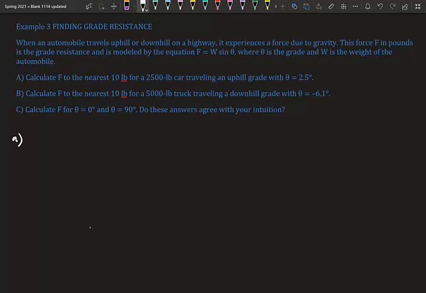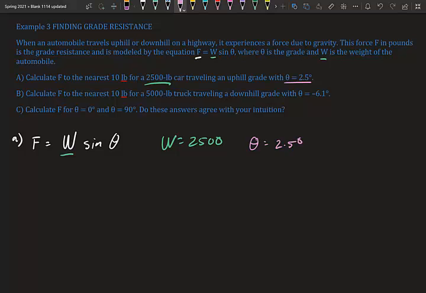Alright, so part A. We know we're going to be using that formula because it's asking us to calculate F. So we need to solve for F. So we have F equals W sine theta. W is the weight of the car. It also tells us the weight of the car, so we have W equals 2,500. Then we have theta, which is the grade, and that's 2.5 degrees. So all we do is just plug it in. So we have F equals W, which is 2,500, sine theta, so 2.5.